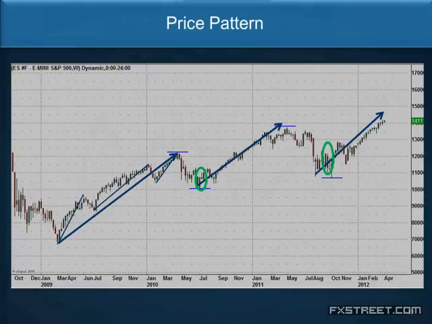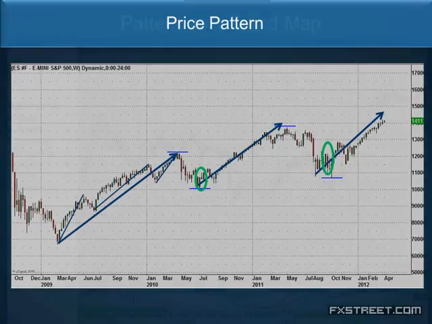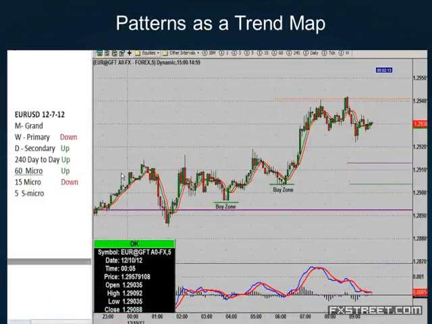Pretty simple stuff. We use that pattern as a trend map. If all the patterns are up there, then you're going to go long, right? You're going to buy the dip. If they're all down, then you're going to sell the rally, right? In that case, back when the euro was bullish, you had the majority of patterns higher, you're buying dips. You're just looking for buy zones. So pretty simple stuff.